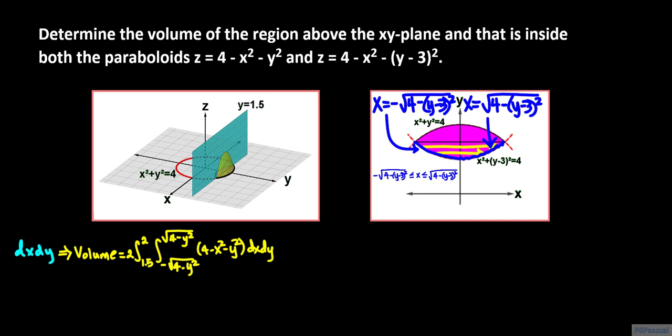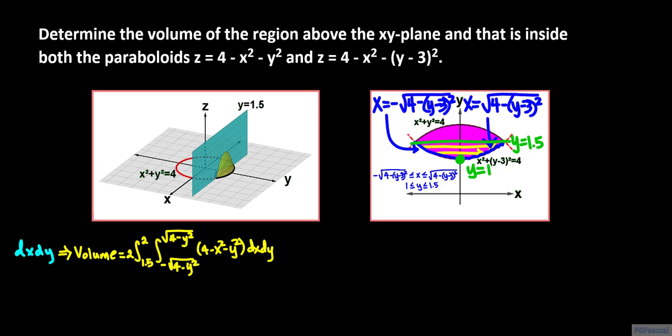The minimum value of y is at this y-intercept where y equals 1. The maximum value of y is on the line y equals 1.5. These inequalities give us the limits of integration for the double integral for the volume over the lower half of the solid's xy projection.